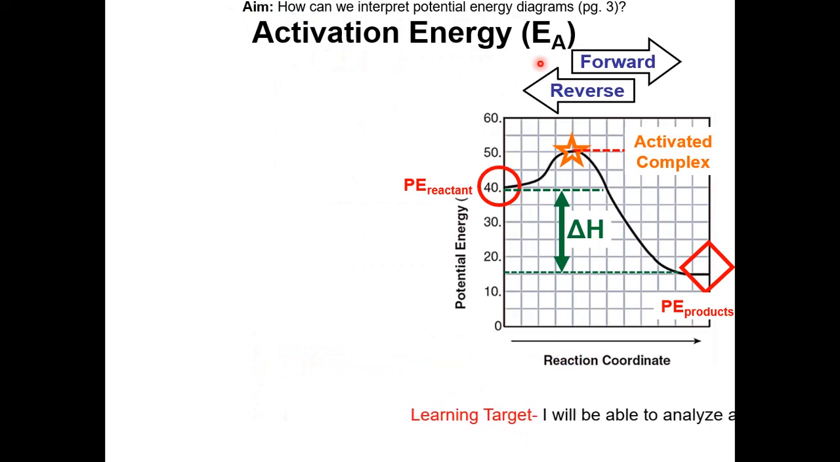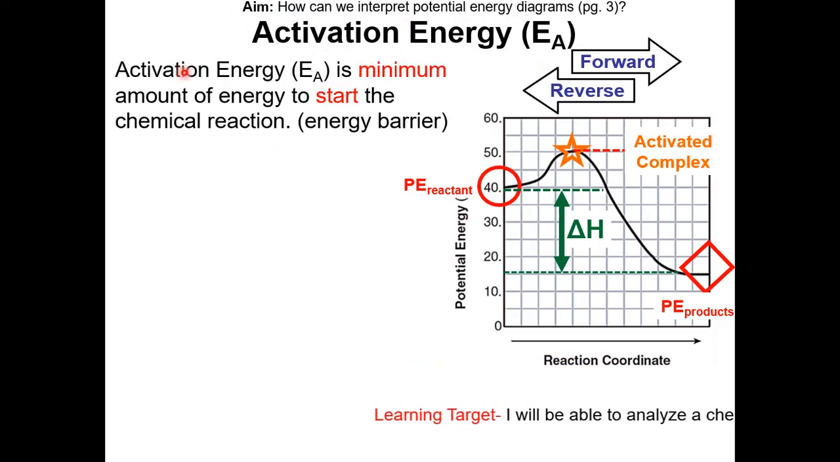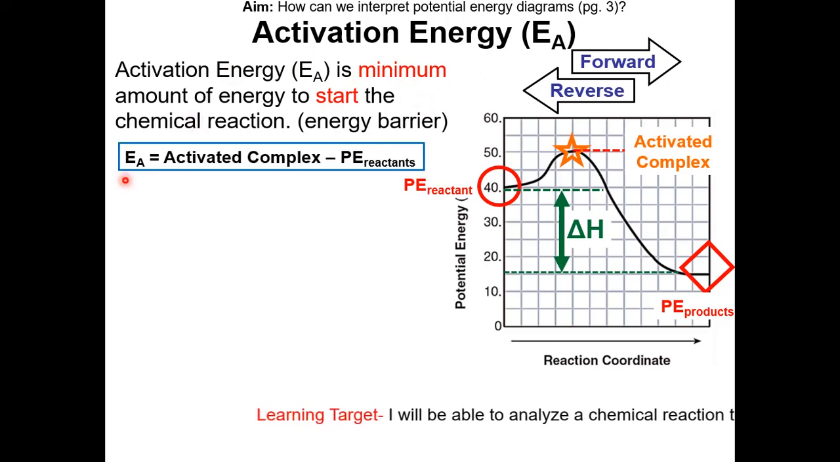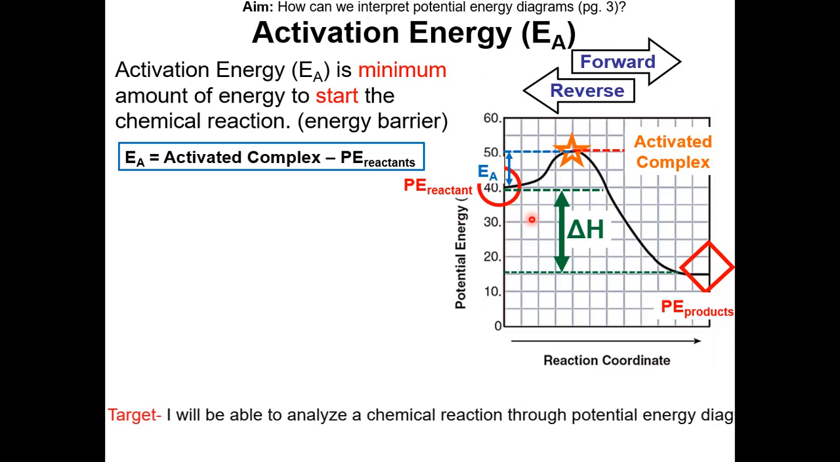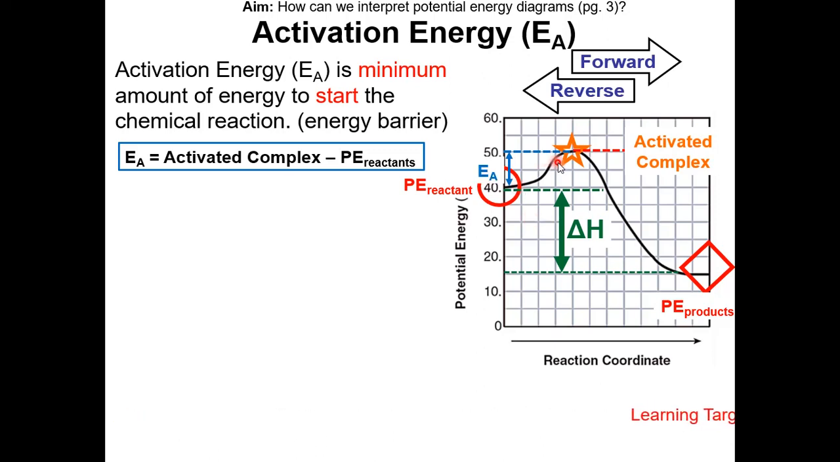Activation energy, EA, is the minimum amount of energy to start a chemical reaction. It serves as an energy barrier. Here's the equation to calculate the activation energy. It is equal to the activated complex minus the potential energy of the reactants. On the potential energy diagram, it is over here. It is between the activated complex and the potential energy of the reactants.